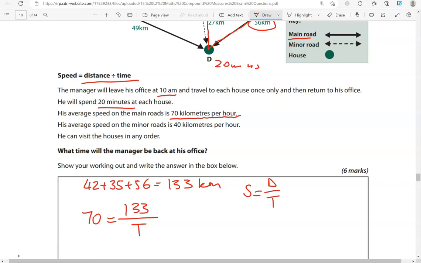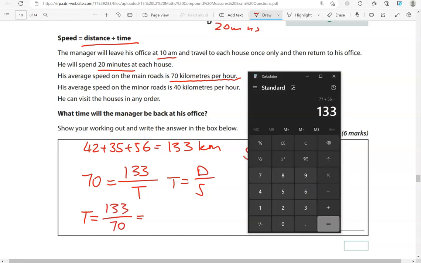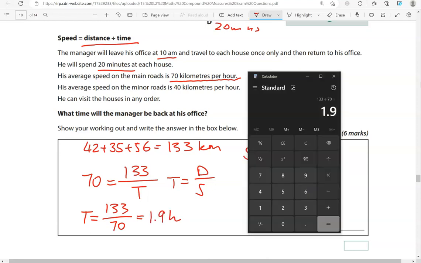So again, to work out the time, we'll do distance divided by the speed. Distance is 133, speed is 70. So 133 divided by 70 gives us 1.9 hours. In 1 hour there are 60 minutes, so if I multiply this by 60, it gives us 114 minutes.